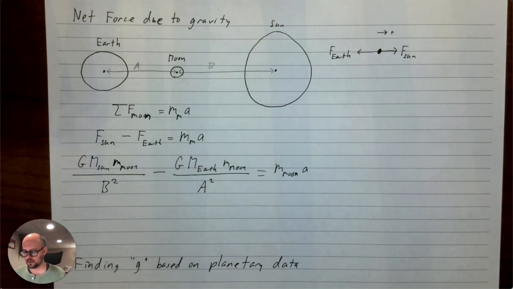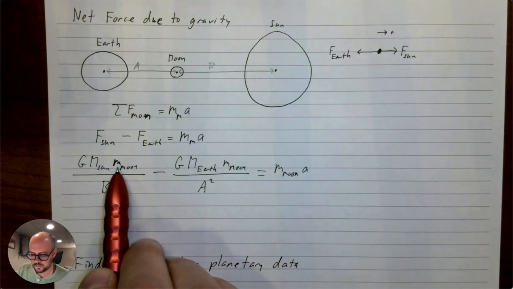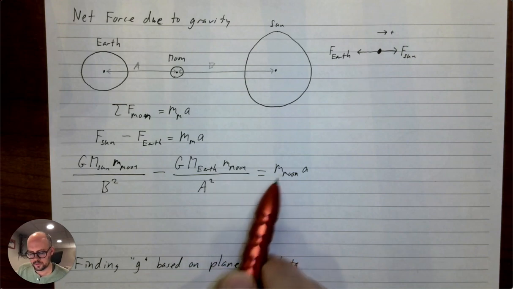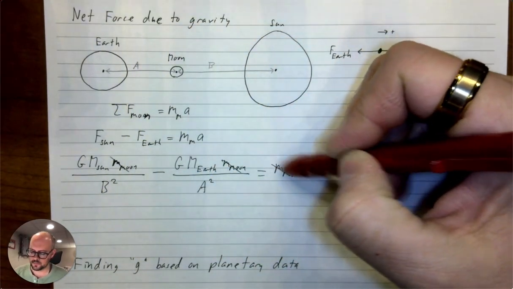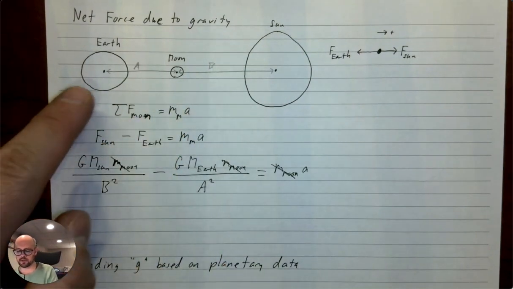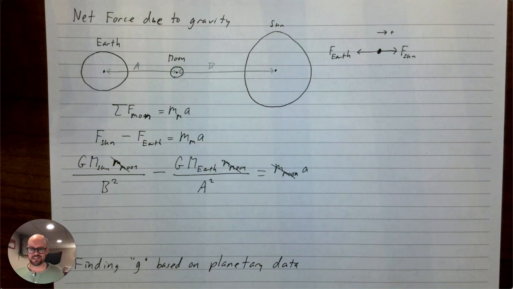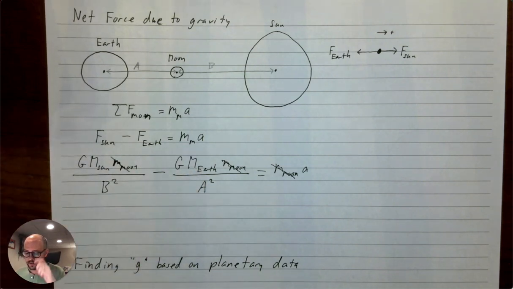The other thing to note is that according to this equation, since the mass of the moon appears in every term, it would cancel. And so the net force on the moon due to gravity from the Earth and the Sun doesn't actually depend on the mass of the moon. The moon will accelerate just based on the mass of the Sun, the Earth, and the distance.